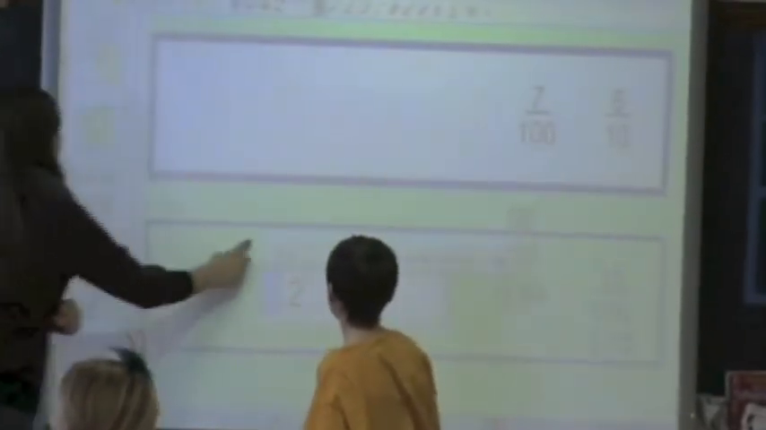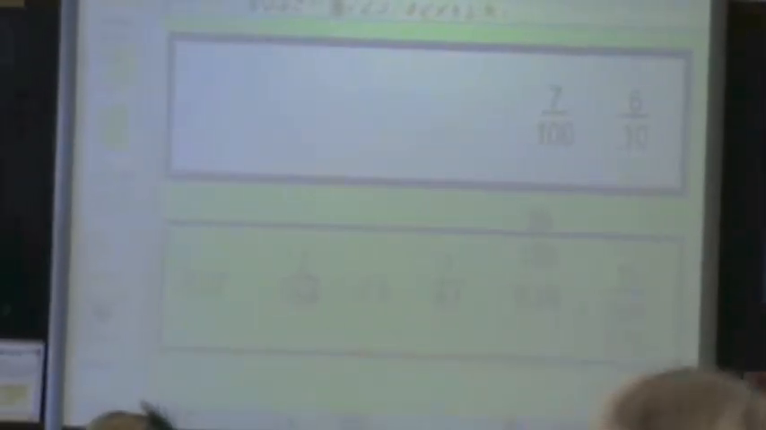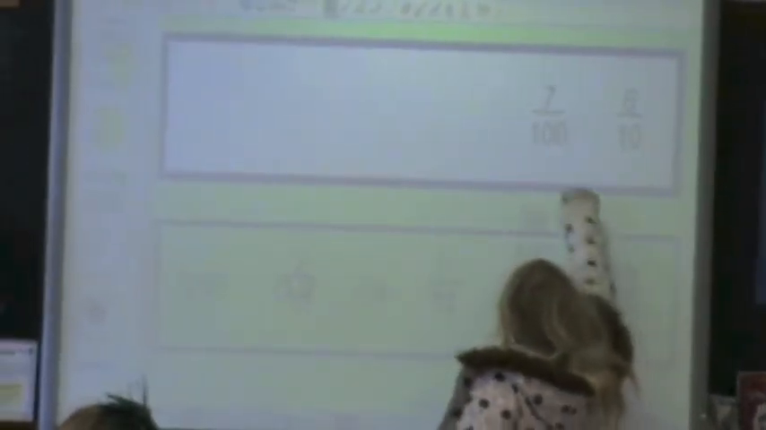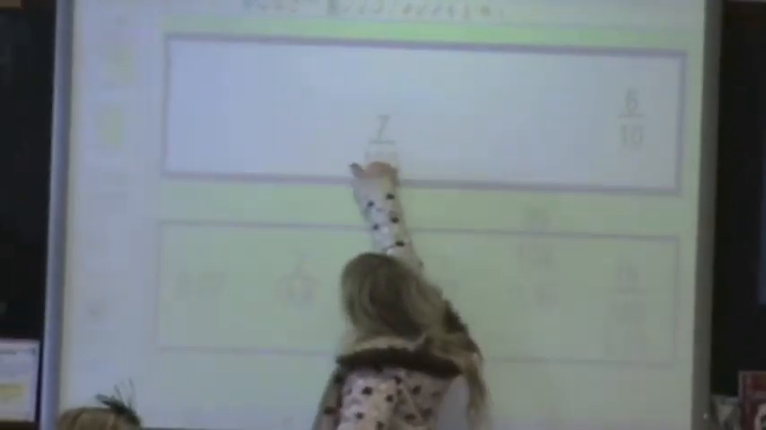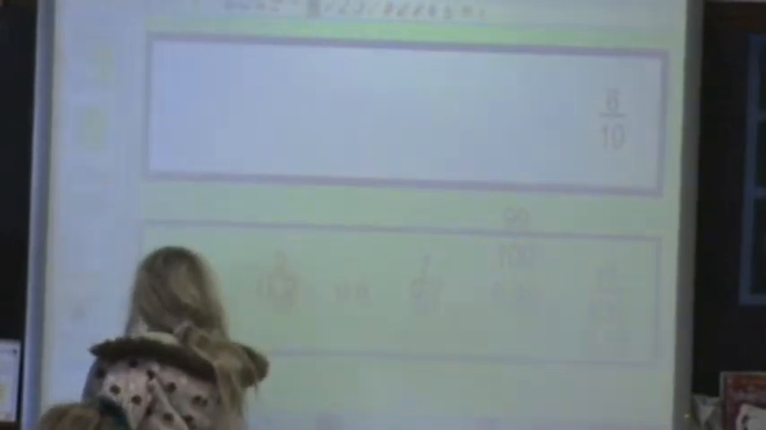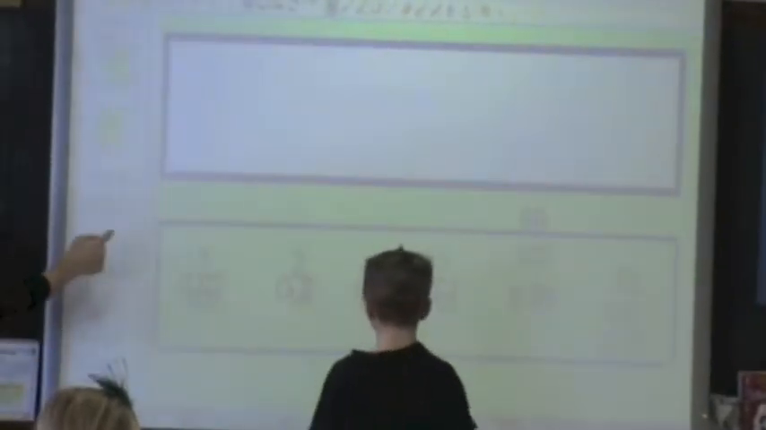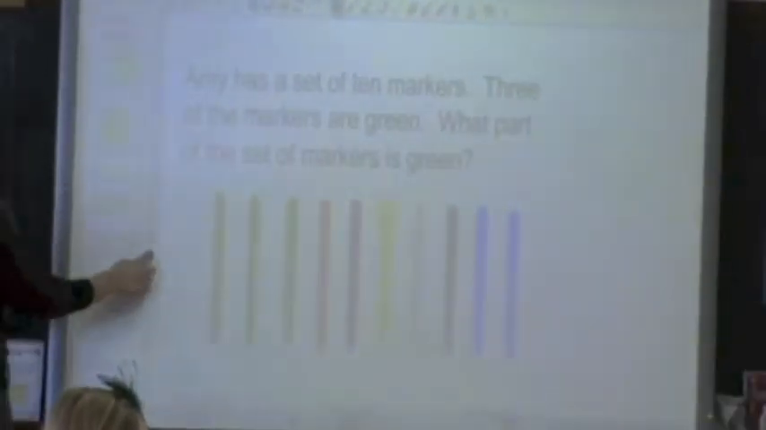Oh, no. There you go. Okay, 7 hundredths. Callie? Nice stretch. There you go. Okay, and the last one, 6 tenths. Elliot? Perfect. Okay, we're going to go through a quick example.